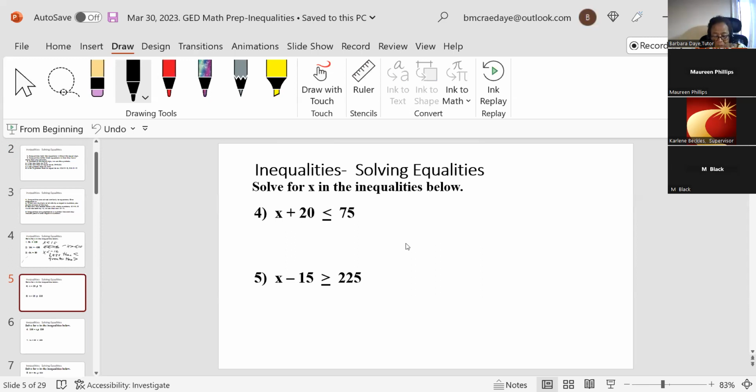Okay, mental math. Let me look at it. Maureen, you got an answer? Not yet. Let me look at some mental math. So x is equal to... Okay. X plus 20 less than or equal to 75. What is the answer?